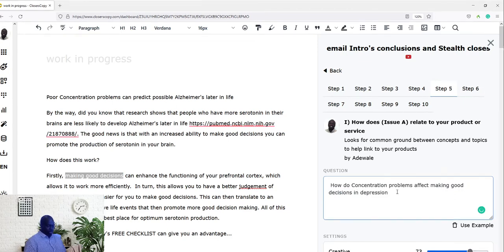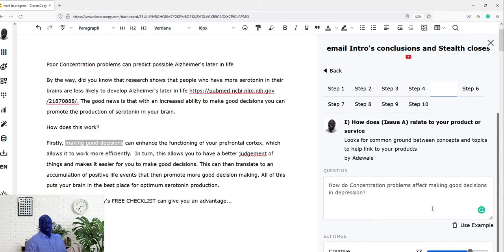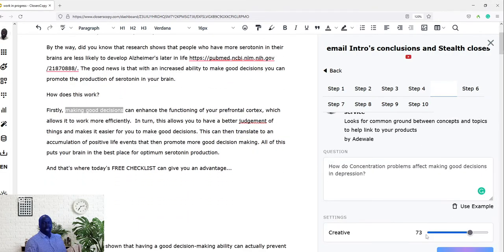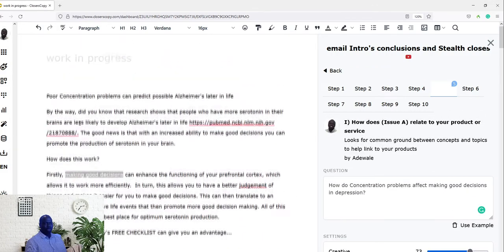So you can see how Closer'sCopy is doing all the heavy lifting in this particular situation. I don't have to think too much about how to connect the two. It came up with some ideas, which I then put together into this paragraph. So it's just literally the paragraph I was able to read.